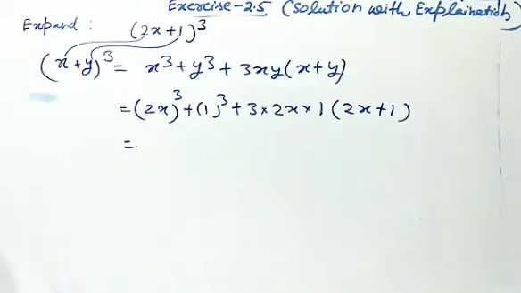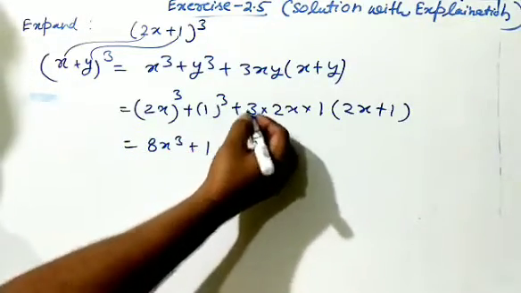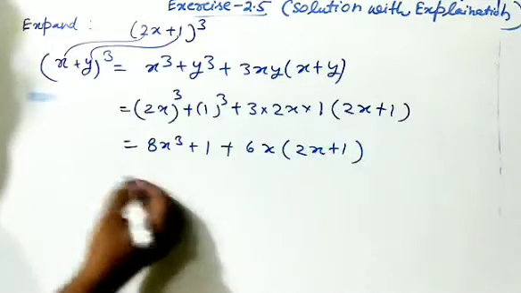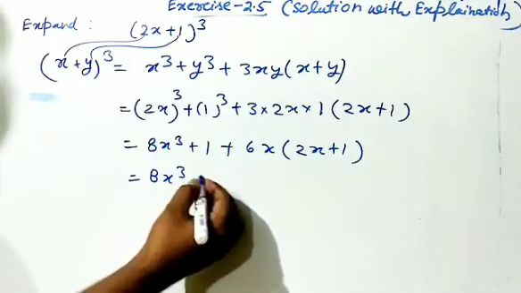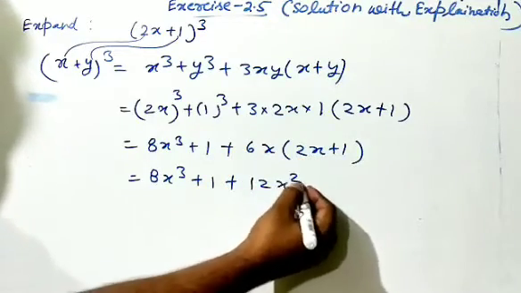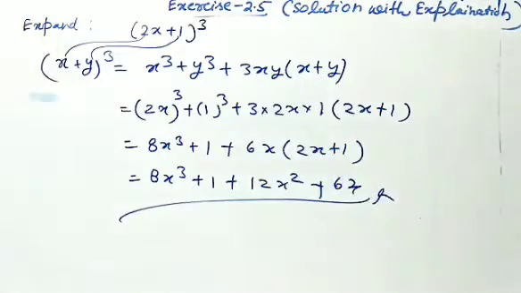The whole cube of 2x is 8x cube, plus 1, plus 3 times 2, 6x, bracket 2x plus 1. If you want to open the bracket, you can: 1 plus 6x multiplied by 2x is 12x square, plus 6x multiplied by 1, 6x. So this will be the answer. Come to the next part.